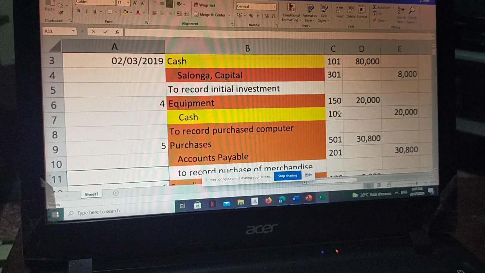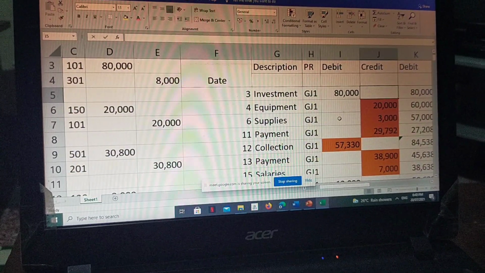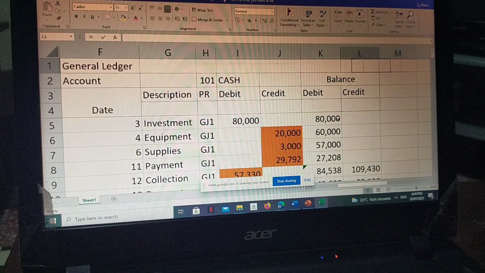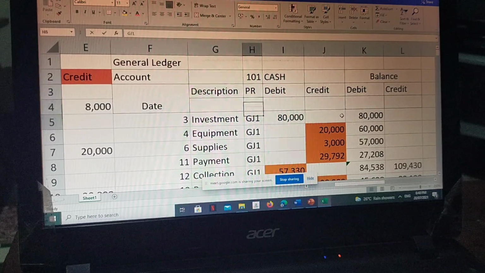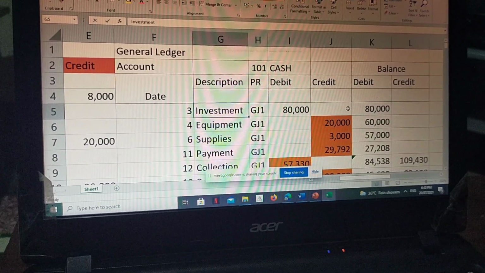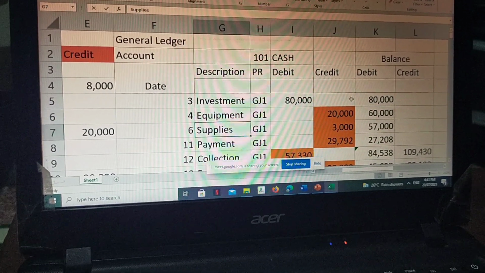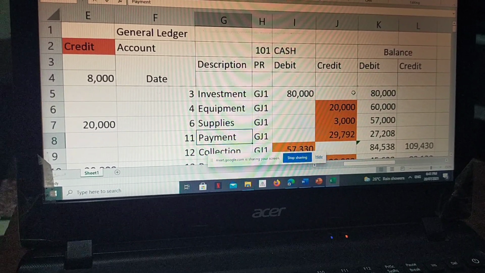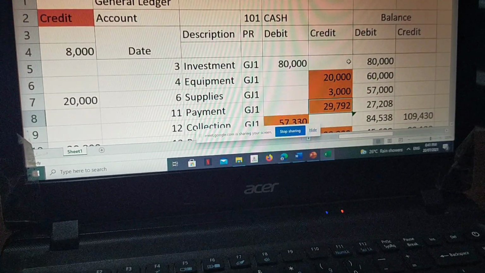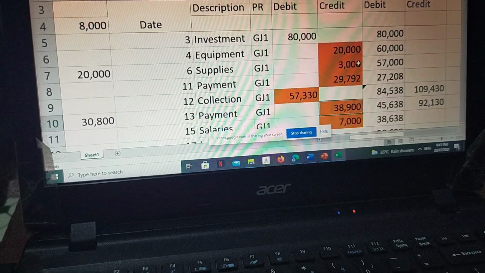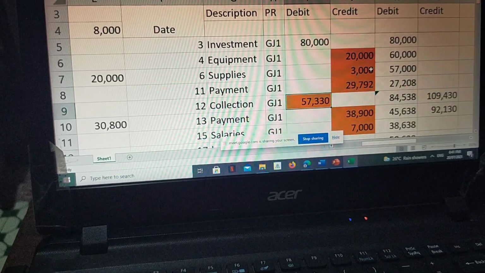Now, to record all of the month's transaction in cash, ito siya. Okay? First, syempre, nangunguna si investment. There you have the equipment also, and then the supplies both. Yung payment for supplier, which is the actual cash of 29,792, and then the collection or payment of your customers in full, 57,330.